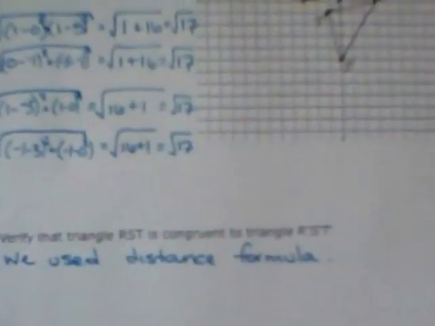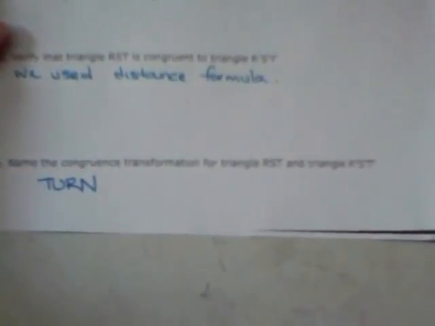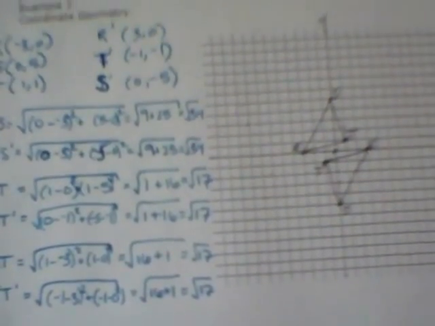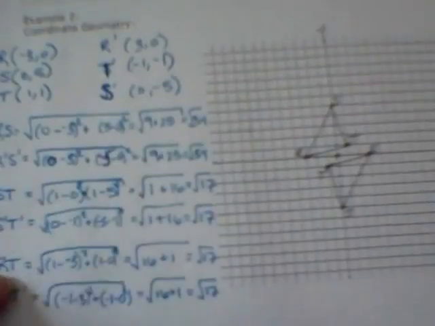The last couple of questions ask how you verified. We're verifying up here with the distance formula. And lastly, name the congruence transformation for triangle RST and triangle R prime S prime T prime. That's just a term: they rotated that triangle to another. So that is your lesson on 4.3. You can always go back and pause on certain things if you want to see what the distance formula was for each one.